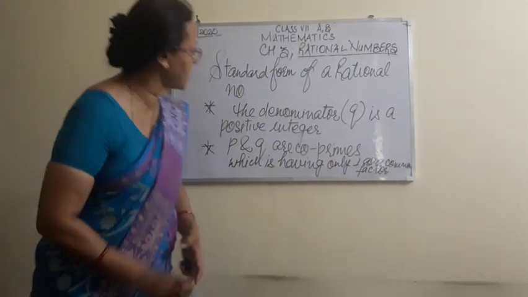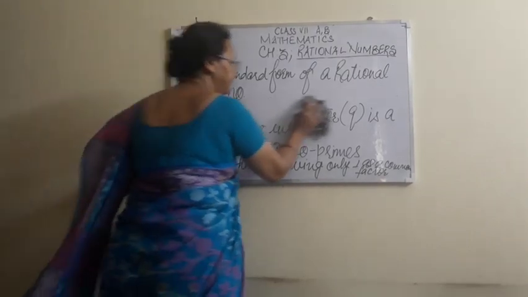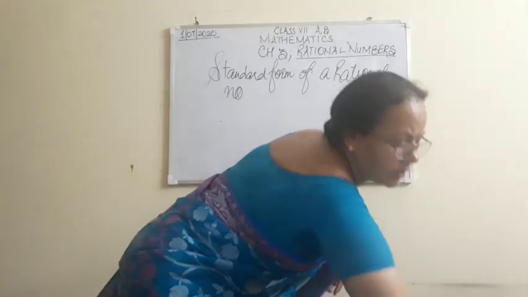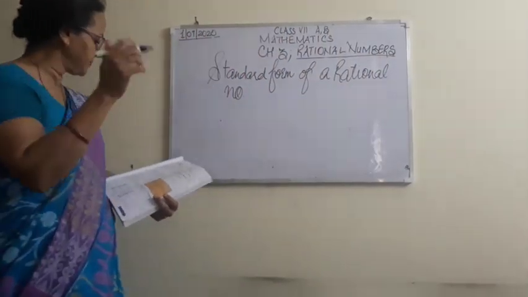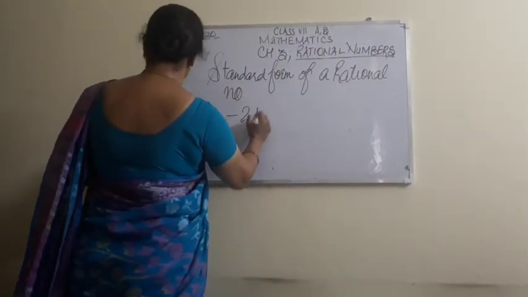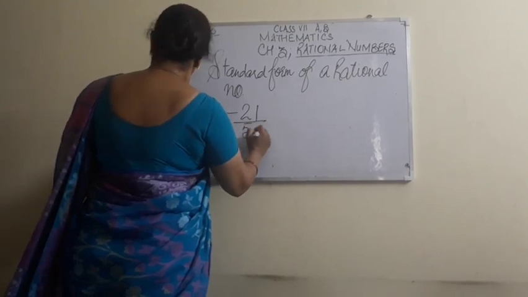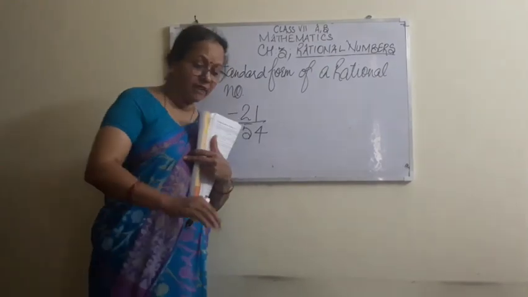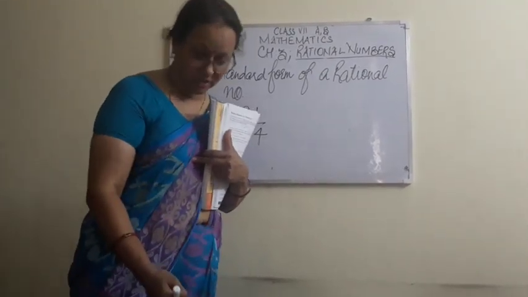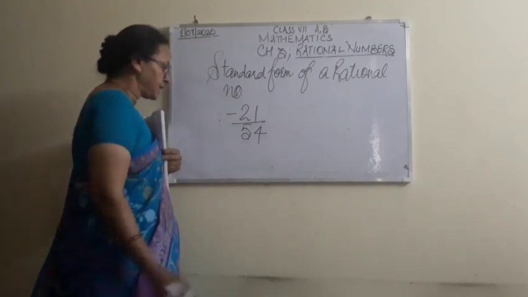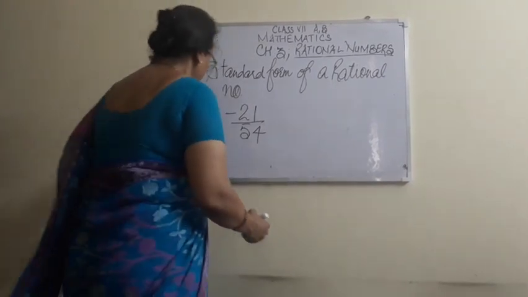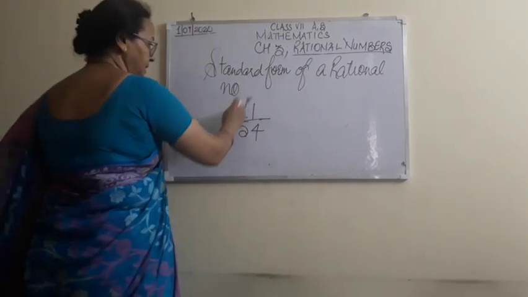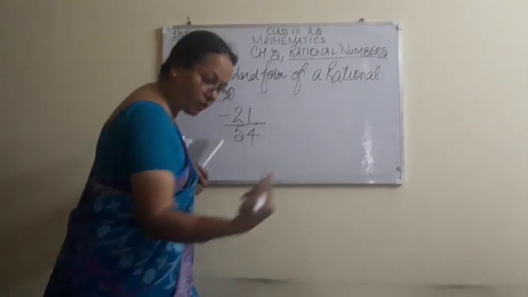So now I am taking an example from the book. Example number 4 is given: minus 21 by 54. Here the numerator is negative, but if the denominator were negative, then we would need to change it. Now we will check by which number we can divide both the numbers. What is common? Only 1.